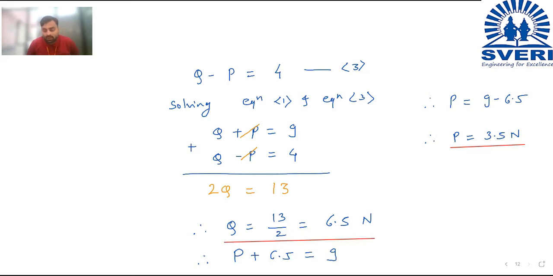2.5, Tyler? 2.5. Okay, correct. Sorry, so 2.5. Right. Okay, I will make the correction. 2.5 Newton, correct. So your P is 2.5 Newton and your Q is 6.9 Newton.